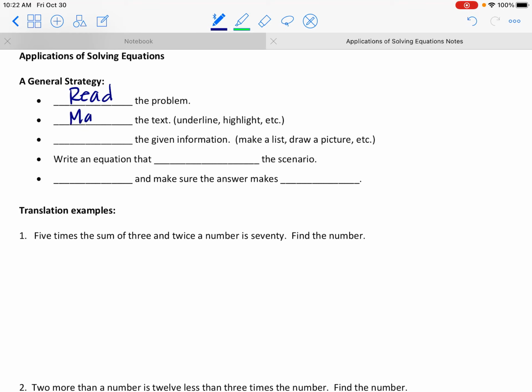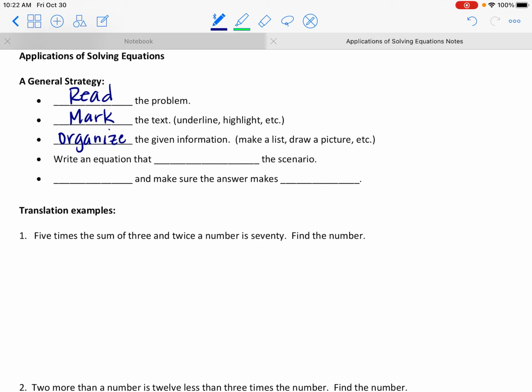And then we're going to mark the text along the way. If we want to, we can underline things that seem important, or we can highlight. And then if we want, we can also organize the information into a list, or we can draw a picture or make a table, or whatever is helpful for you to organize the information. Or if underlining and highlighting was enough for you, then that would be fine. Again, these are just some general strategies.